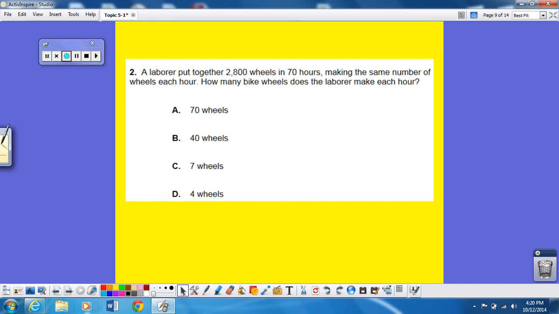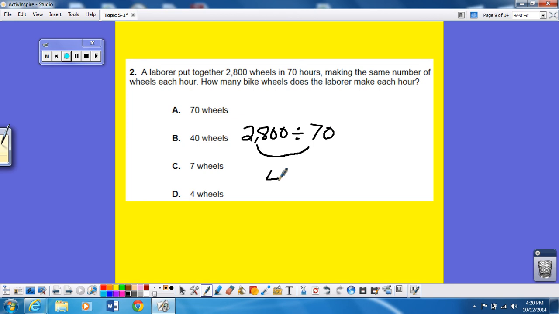Next problem. A laborer put together 2,800 wheels in 70 hours, making the same number of wheels each hour. How many bike wheels does the laborer make each hour? Well, I know I can't make my answer more than 2,800 because 2,800 is the total that he puts together in 70 hours. What I have to do here is divide that big total of wheels he made by the 70 hours it took them to make. That will tell me how many he was able to make each hour.